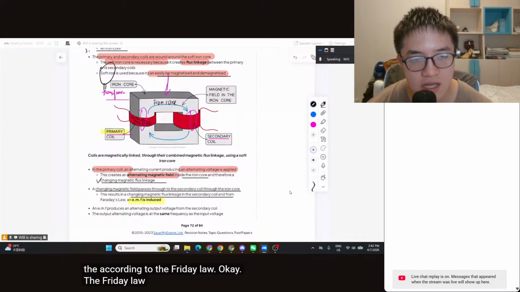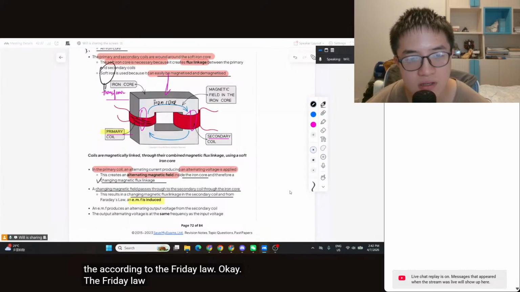This results in a changing magnetic flux linkage in the secondary coil, and from Faraday's law, an EMF is induced. Okay, I get it. The primary coil has an alternating current producing an alternating voltage, which creates an alternating magnetic field inside the iron core and therefore a changing magnetic flux linkage. The changing magnetic field passes through the secondary coil through an iron core. This results in a changing magnetic flux linkage in the secondary coil.